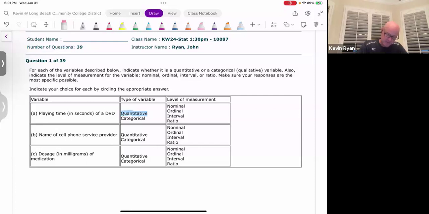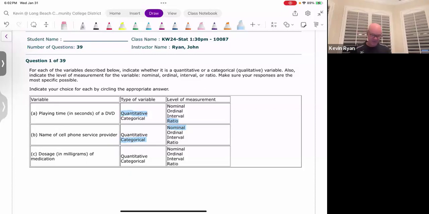If you remember, ratio is where there is a natural zero, as well as the ratios are meaningful, meaning the playing time for you was twice as long as it was for me. So that's a meaningful ratio. Name of cell phone service provider, that is going to be categorical because numbers don't really play a part of that. And that's going to be nominal specifically because there is no order for the name of cell phone providers.